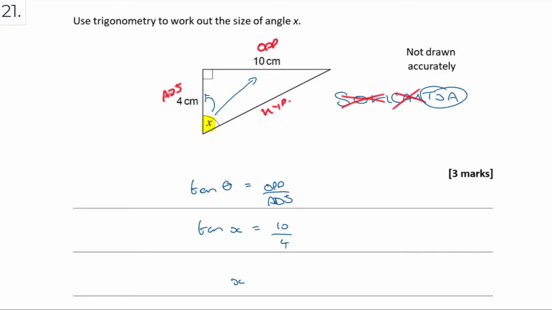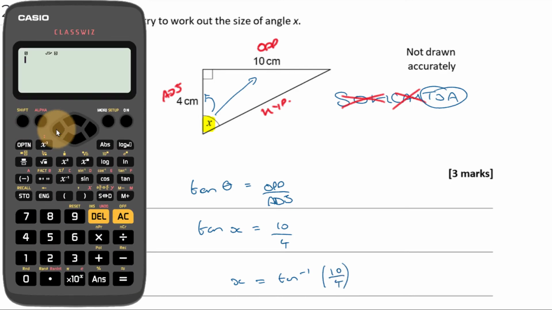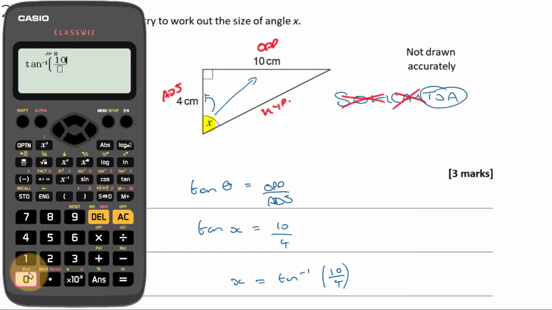So I'm going to be using the inverse tangent, tan to the minus 1, of whatever that fraction is there, of 10 quarters. Okay, so I'm going to reach for the calculator. I'm going to type in shift and then the tan key, so I get tan to the minus 1. And then I'm going to type that fraction in, 10 over 4. And that's going to give me the answer, which is 68.2 to the nearest degree.